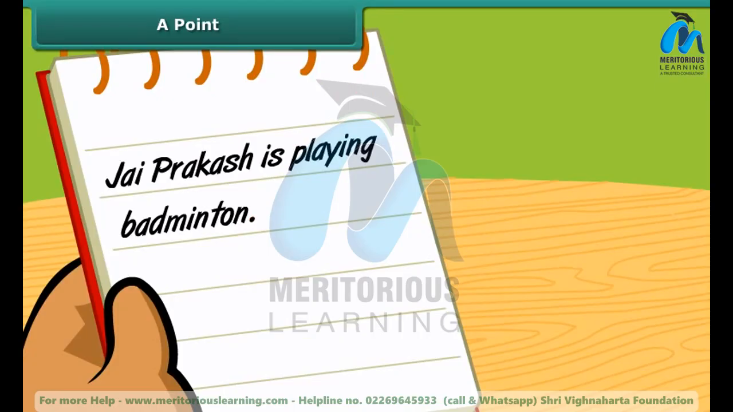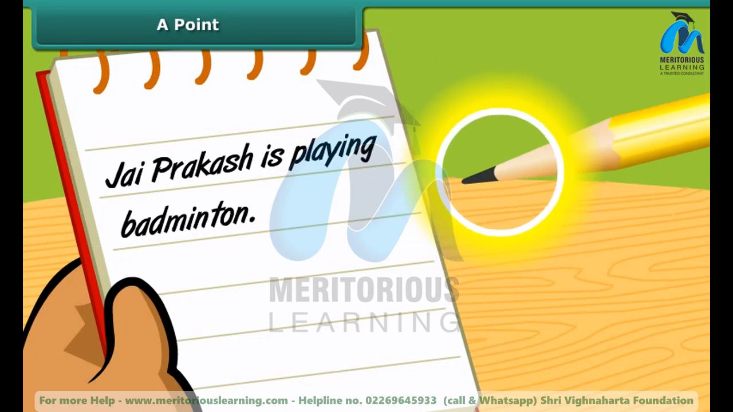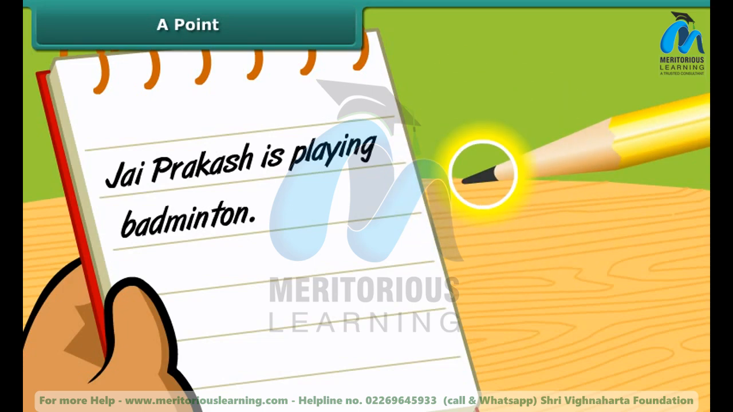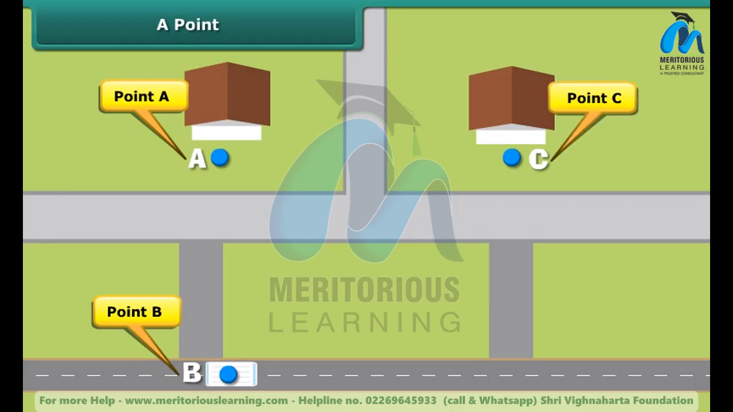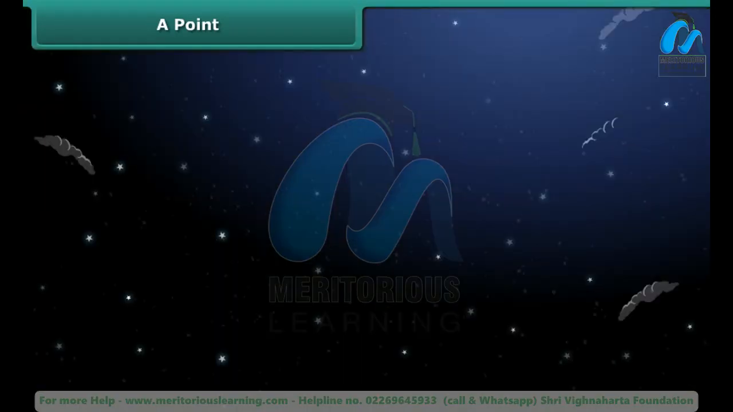The full stop is a point with dimensionless shape. The almost invisible tiny dot made by a sharp tip of a pencil is the nearest idea to the point. A point determines the location. It tells us about the position. A point is labeled with a capital letter like A, B, C. These points are read as point A, point B, and point C. A natural example of a point is a star in the night sky.